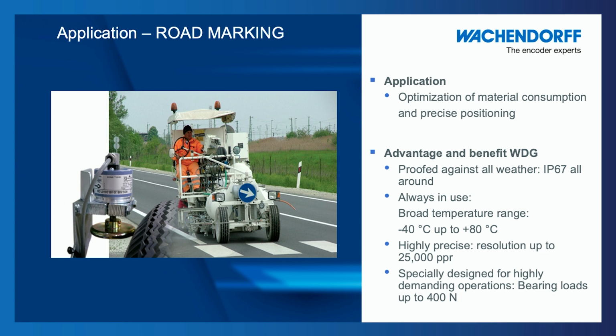Now let's move on to road marking. That's a pretty common application. Correct. In this particular situation, where you see that axial load on the tire in the lower left-hand corner, there are high axial loads on that bearing. We're able to deal with that. We have variants that can handle up to 400 Newton meters of axial load, while delivering a highly precise signal, with resolution up to 25,000 pulses per revolution. Again, because we're in an environmental situation, that needs to be taken into consideration. We have a broad temperature range, and the protection class comes in here as well. Sure. Another very cool application.